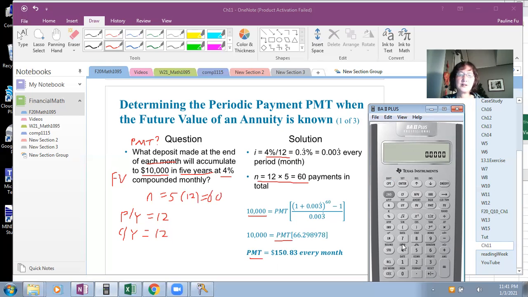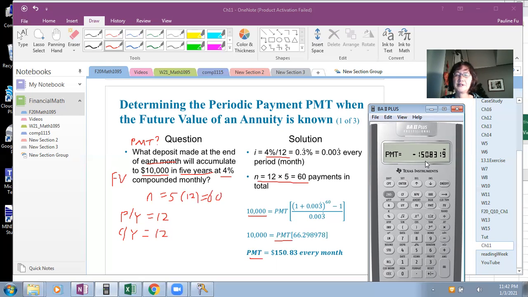And now 10,000. This is the future value. 4 is the interest. 60 is the term N. 0 is the present value. Always remember you need to enter 4 numbers in order to calculate the 5th number. Okay, total 5 buttons here. Enter 4 numbers, and the last step, you compute PMT.